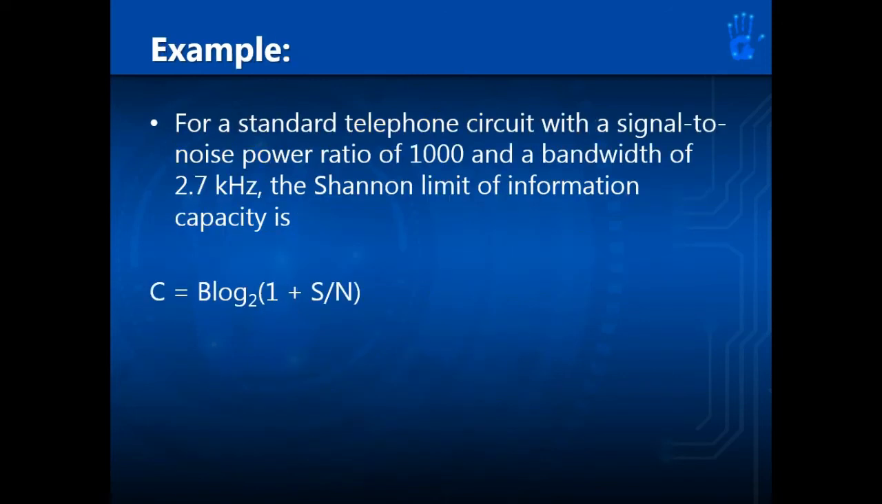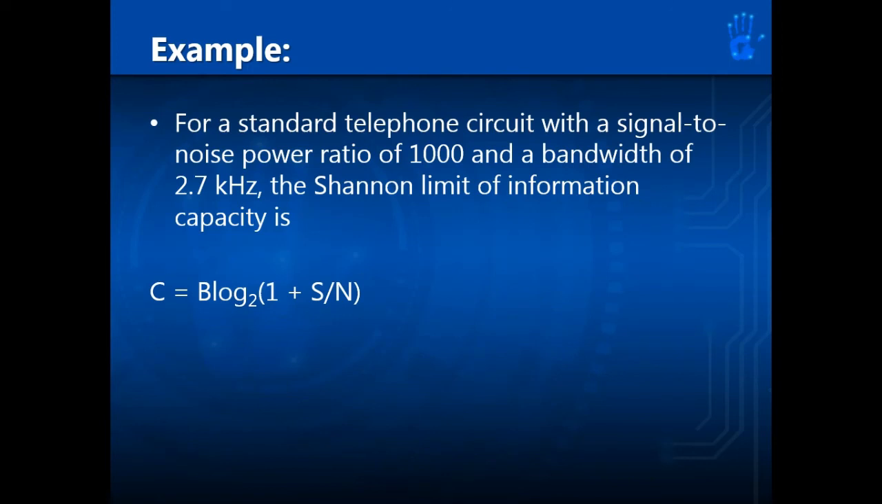Let's look at an example. For a standard telephone circuit with a signal-to-noise ratio of 1000 and the bandwidth of 2.7 kHz, what is the Shannon limit of information capacity? Now, let's take a look at this example. The value 1000 is not in decibel. It is already a ratio of the power. So we can directly plug this into our formula.